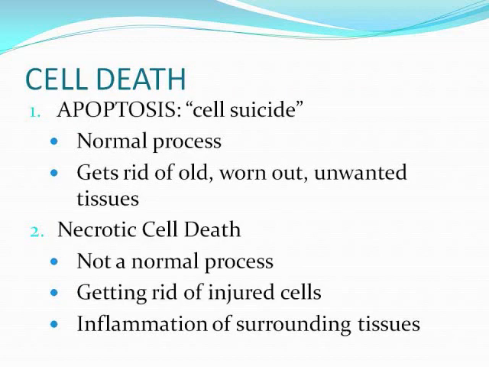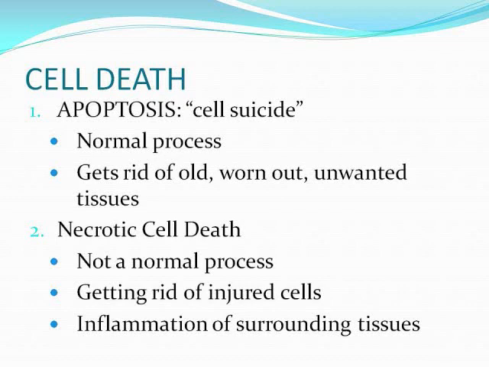Cells can die. The first way is apoptosis, which is called cell suicide. It's a normal process. Cells are pre-programmed to live a certain amount of time, and there's also messages sent out by other structures in the body to say, okay, we don't need all you guys anymore, some of you can die off. It's the way the body gets rid of old, worn out, and unwanted tissues.